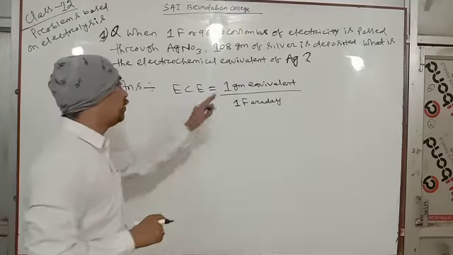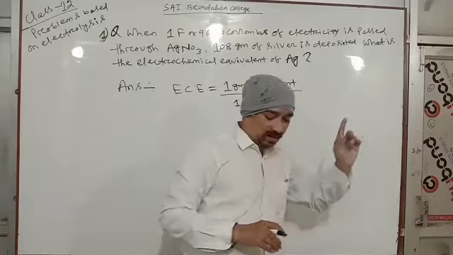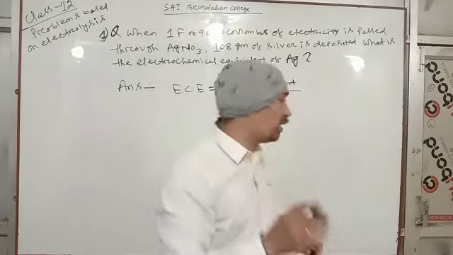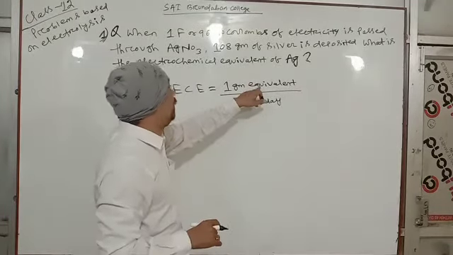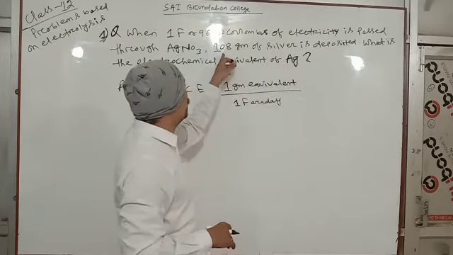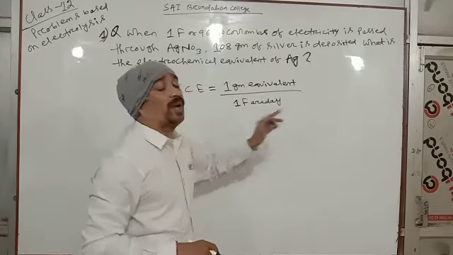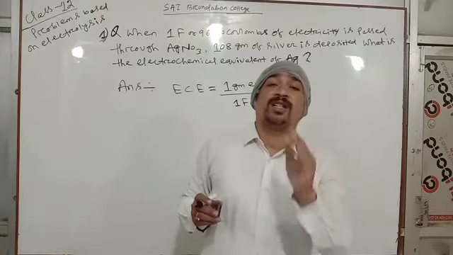EC equal to 1 gram equivalent by 1 farad. So 1 gram equivalent weight expressed in gram, 1 gram equivalent. What is the equivalent mass of silver? Silver equivalent mass is 108. 108 divided by 1 farad. 1 farad is how much? 96500 coulomb.